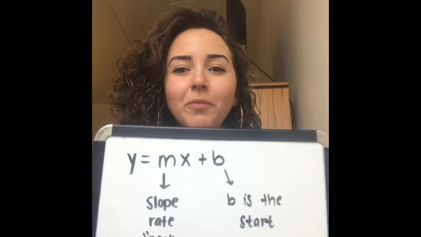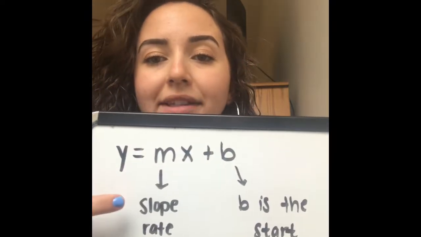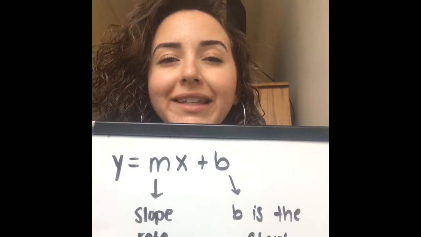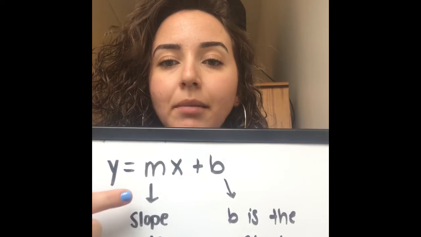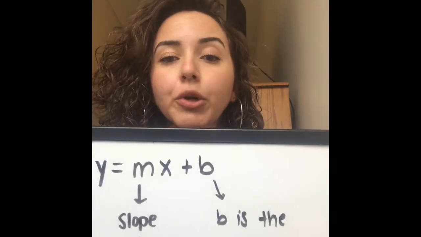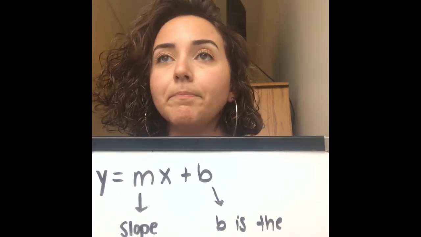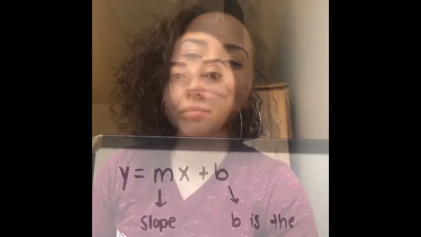So let's review. If you guys remember, m is the slope. m is like the rate of what you're working with, or if it says per, like per day, per week, per month, that's the number that goes with the x, okay? Then your b is your starting point. It's what you start with. Let's look at our examples.